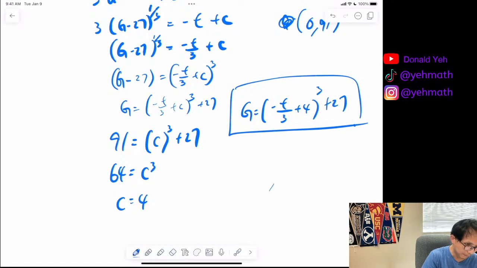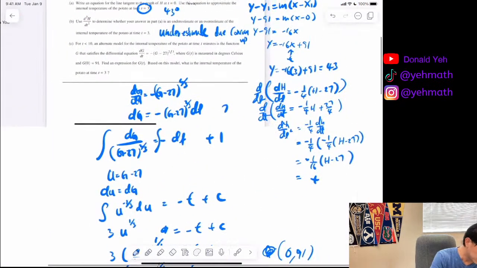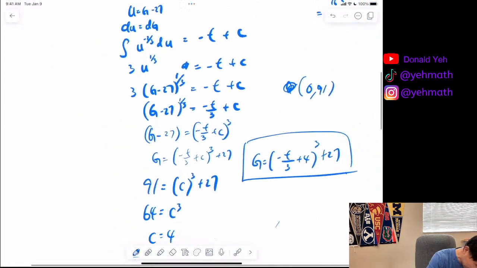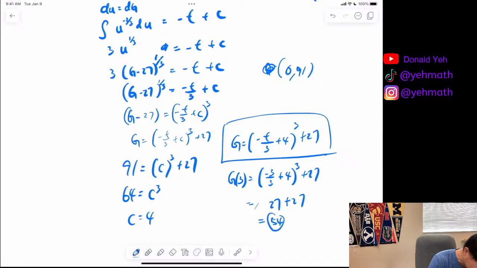It tells you to solve for t at 3. t equal to 3. Let me see. Oh yeah, it does say that. Okay, so g of 3 is equal to negative 3 over 3 plus 4, cubed, plus 27. I think that's equal to 54. It's 27 plus 27, right? Yeah, 54. So the alternative model is different. It's 54 degrees, a little bit higher. We don't know which one's more accurate. They just say alternative.